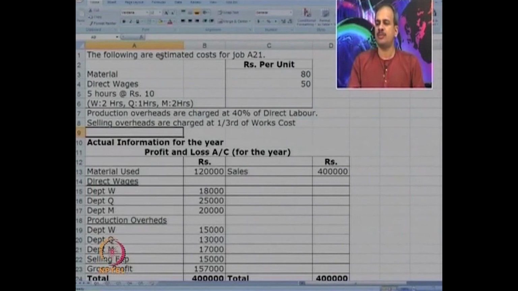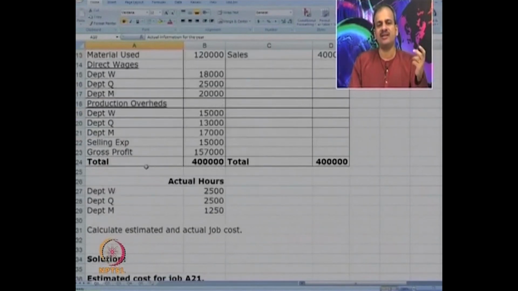So on the basis of this data we can make an estimated cost sheet. Further, some actual information for the year is given, like the profit and loss account at the end of the year and the actual hours which were worked in those particular departments. So you have to calculate the estimated and the actual job cost.